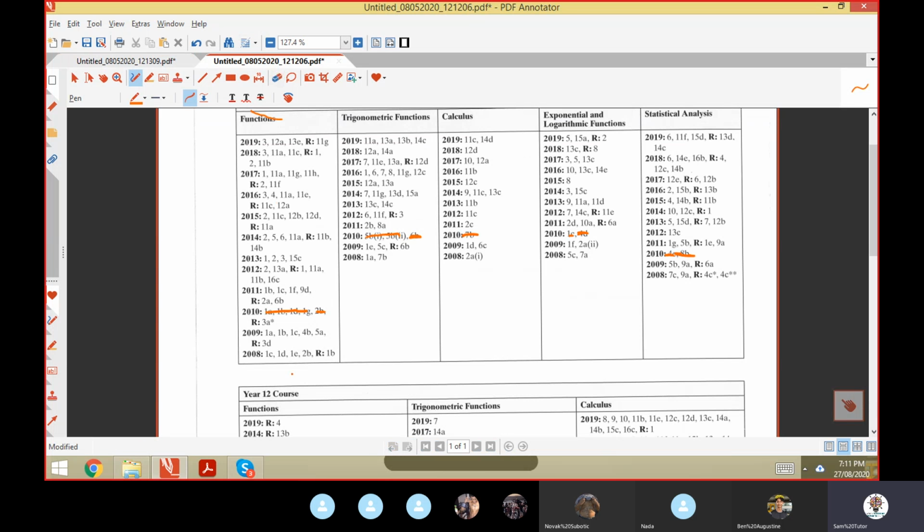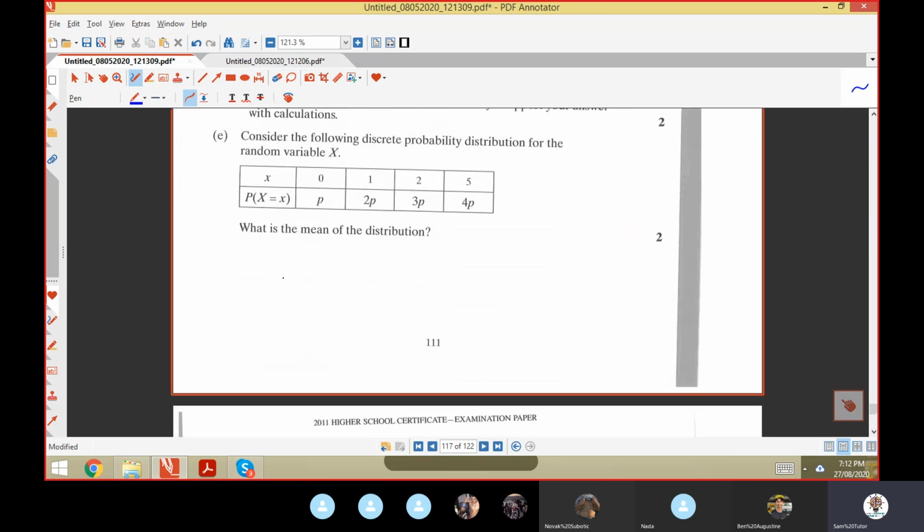Okay. 2011, I want to do 2a, 6b, 6a, and 1e, 9a. Okay, so let's start with 1e and 2a. 1e, go. Consider the following discrete probability distribution. What do you know about the probabilities? They add up to 1.